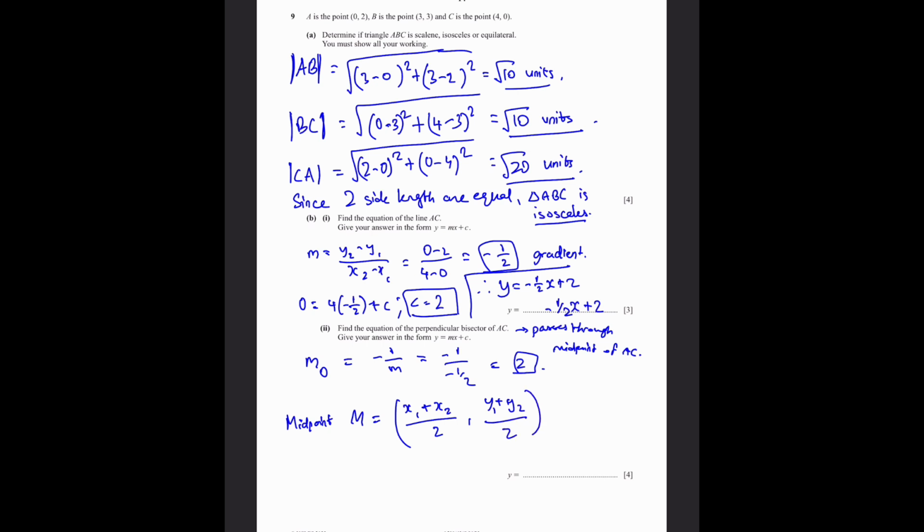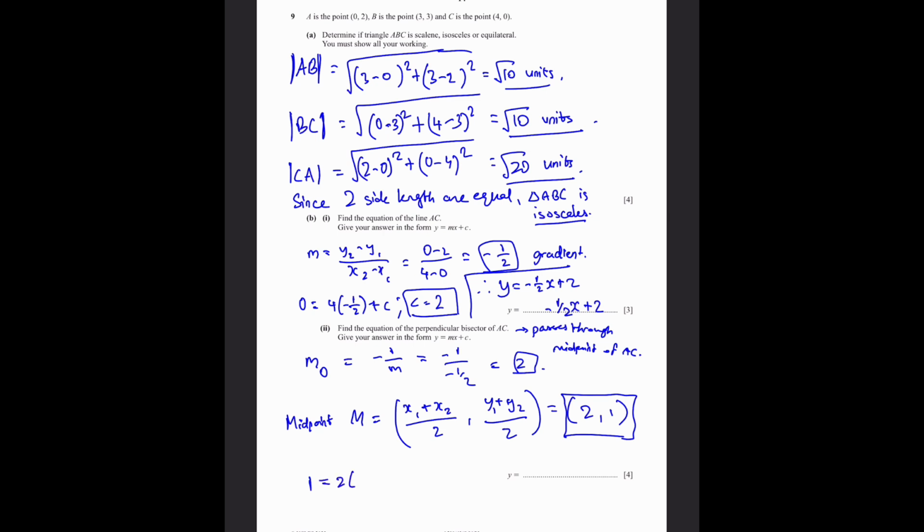And this is our formula. Now we can just substitute the values of a and c, which are (0, 2) and (4, 0). So the midpoint is going to be (2, 1). Now we have a gradient and we have a point on the line, so we can substitute all of these into y equals mx plus c.